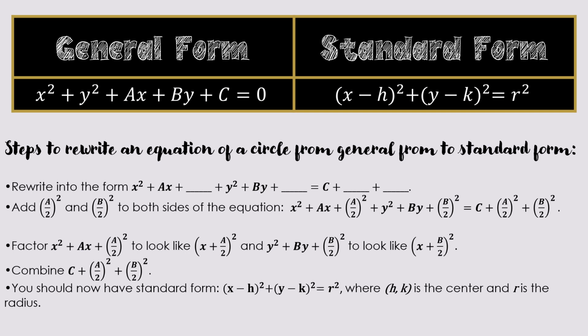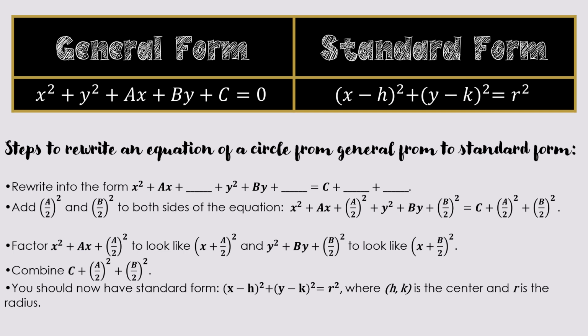Your first step is to put the x's together. So you're going to do x squared plus ax, and you're going to leave a blank space after the ax. Then you're going to add the y squared and the by, and leave a blank space after that by. And then equals, you're going to have your constant over on the right side, and you're going to have two blanks after that. If you were at Milton last year for Algebra 1, this should definitely look familiar.